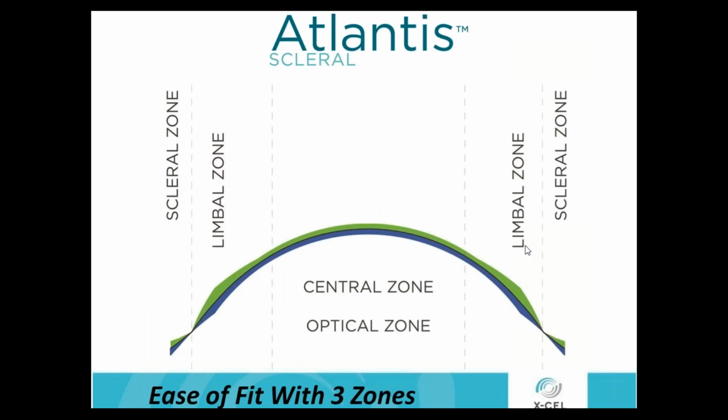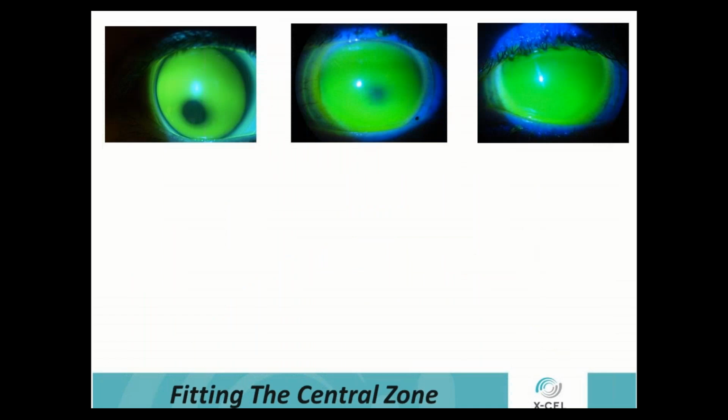So again, we want to work from the inside out. So let's start with that central zone. We talked about the settling process. Every lens settles. How much is the lens going to settle? Again, unpredictable, but we know in our lens, because of our design, we see 50 to 150 microns of settling. Now, settling will happen differently between lens design and patient. So depending on what design you're using and depending on the patient, the settling process will be different.